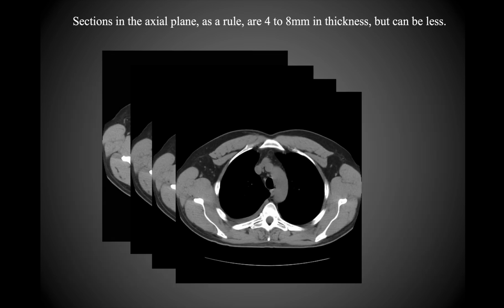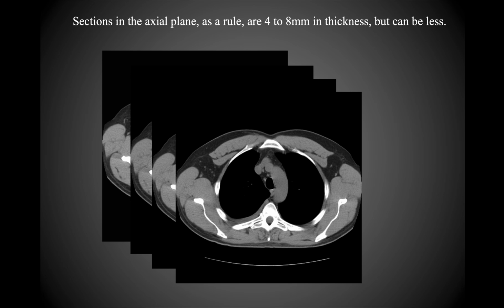As a rule, the sections in an axial plane are going to be 4 to 8 millimeters in thickness, but can certainly be less. So keep that in mind as you're scrolling through a series of images of the thorax or any other part of the body via CT. Same thing with MRI, typically you're going to be looking at 4 to 8 millimeter thickness slices as you go.